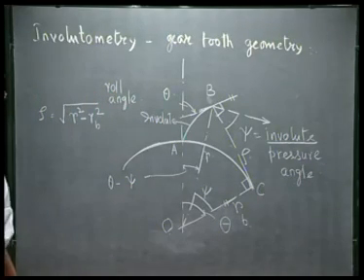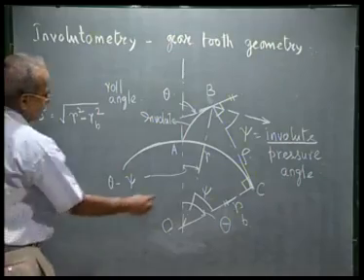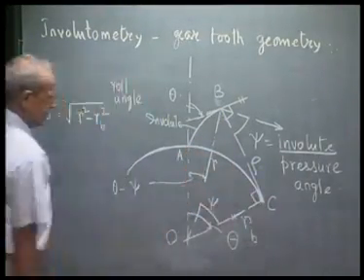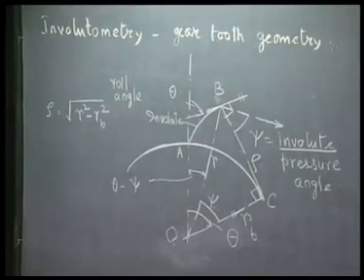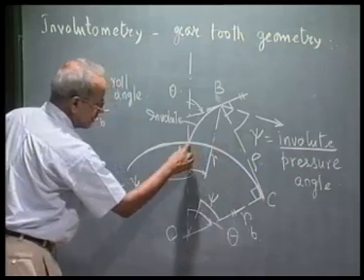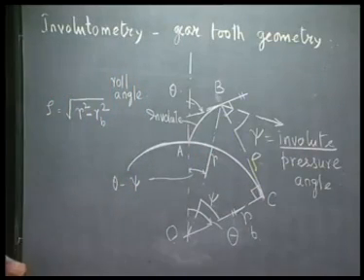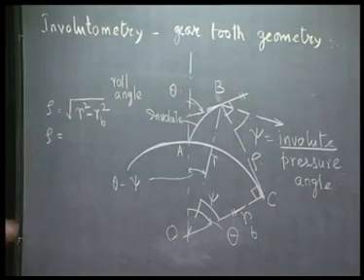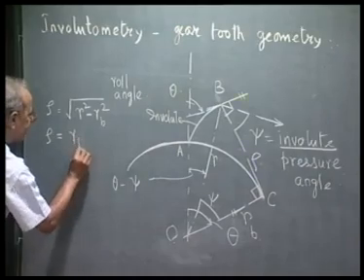And we also see this rho is same as this arc length AC, because this is the length of the string and this was the original length of the string. So, AC is nothing but rho, which is same as RB into theta.